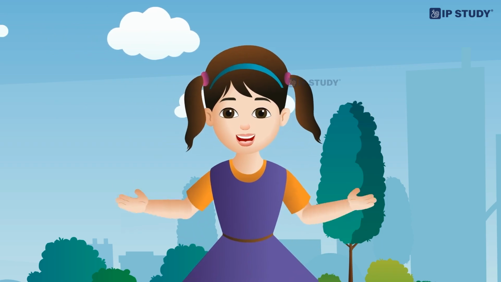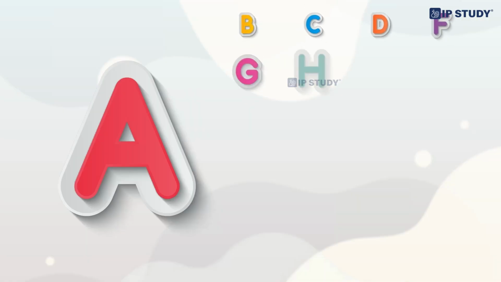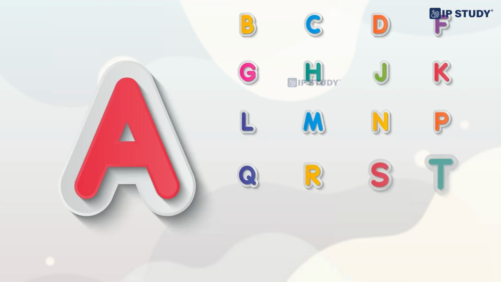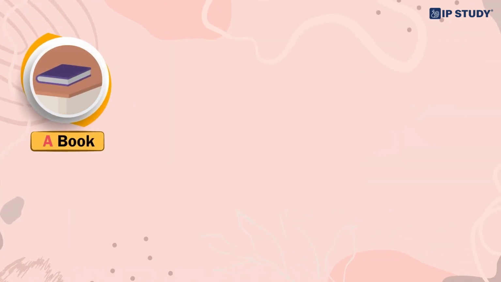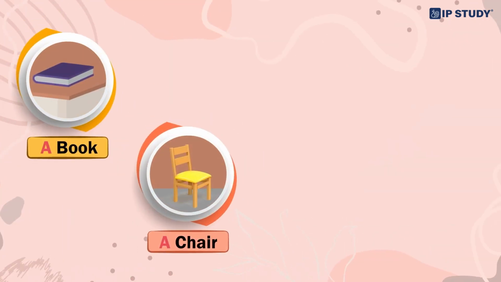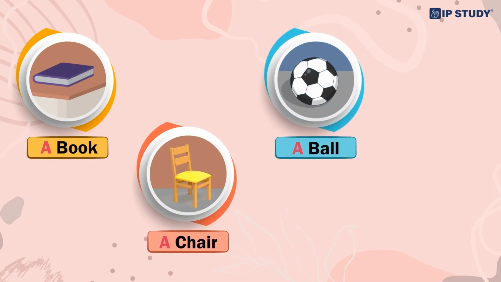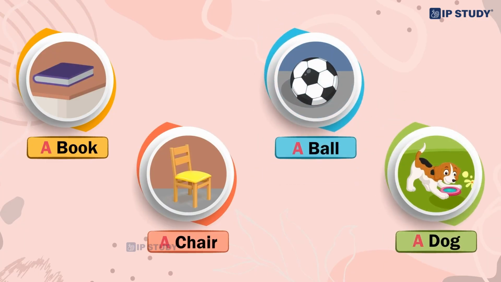Let's learn the use of a. We use a before words that begin with a consonant sound. For example, a book, a chair, a ball, a dog.